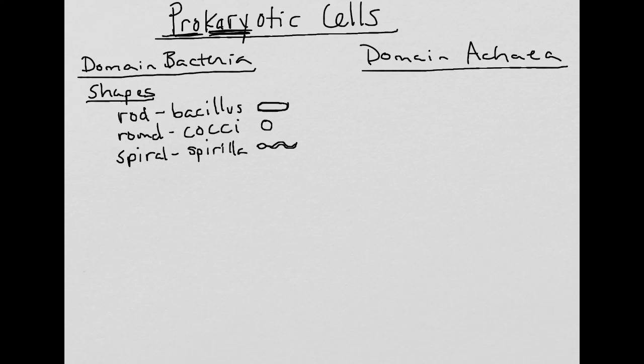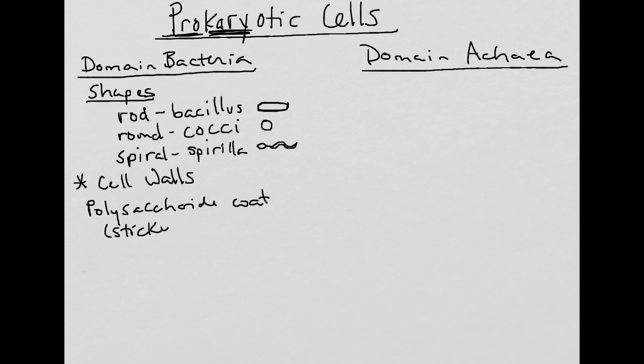Okay, what makes bacteria unique? A lot of things make them unique, but some key points to remember: bacteria have cell walls. Animal cells do not have cell walls. Plants have cell walls, but animals do not. The polysaccharide coat can also be present. That polysaccharide coat can be sticky, so it helps the bacteria stick to its host.